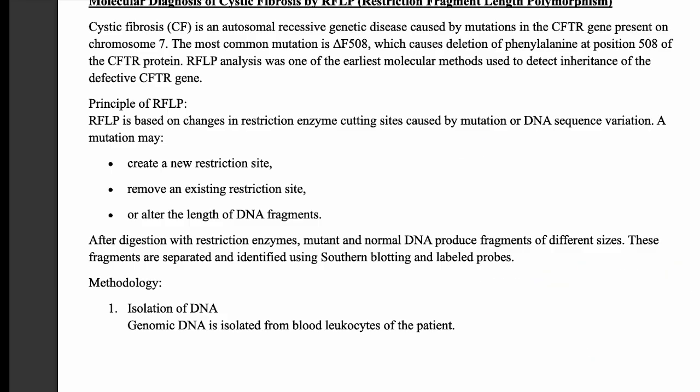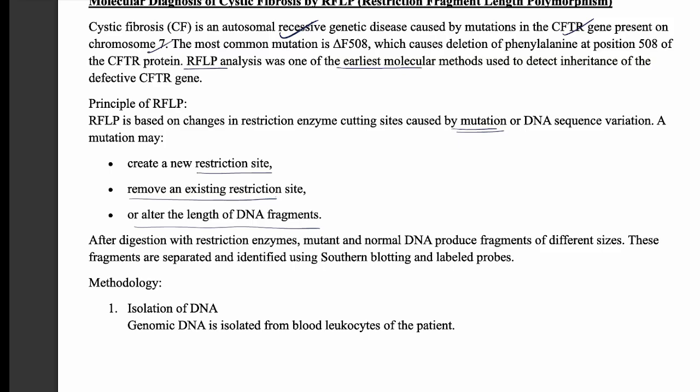All those details have again been mentioned here: cystic fibrosis is an autosomal recessive disease, caused due to mutation in the CFTR gene, and this gene is present on chromosome number 7. Now this can be detected using RFLP analysis, which was one of the earliest molecular methods to detect mutations. When there is any kind of mutation, it can create a new restriction site, or remove an existing restriction site, or alter the length of the DNA fragment.